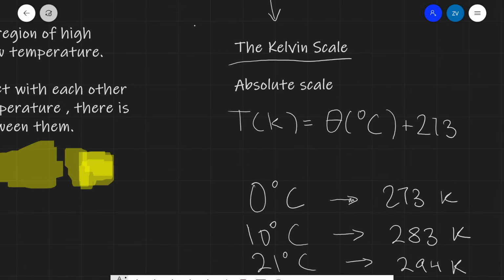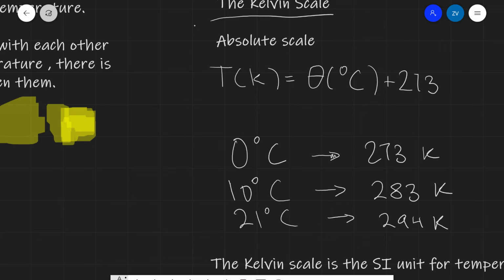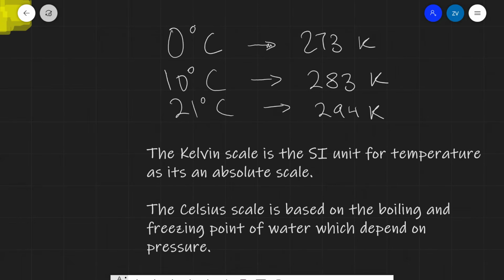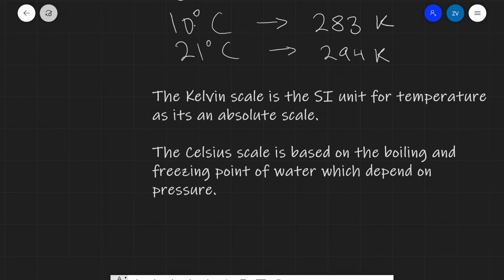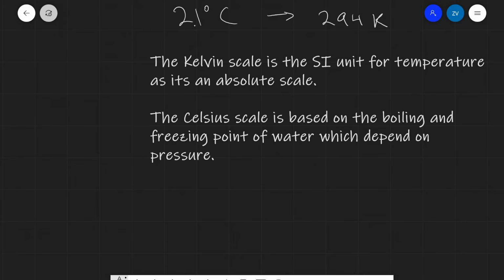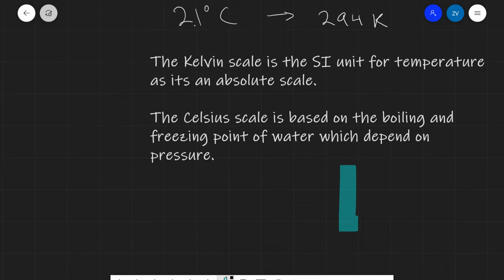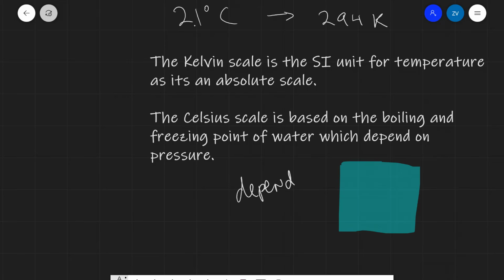For instance, 0 degrees Celsius is actually 273 Kelvin, 10 degrees Celsius would be 283 Kelvin, 21 will be 294 Kelvin, and so on and so forth. So the Kelvin scale is actually the SI unit for temperature because it's an absolute scale. Additionally, the Celsius scale is actually based on a couple of points, and those are the freezing point of water and also the boiling point of water. So these are not actually absolute. I mean, they depend on pressure, so this is really important.